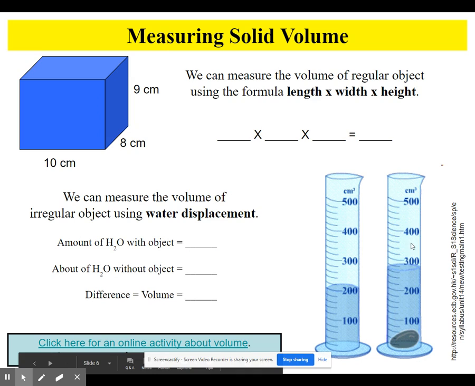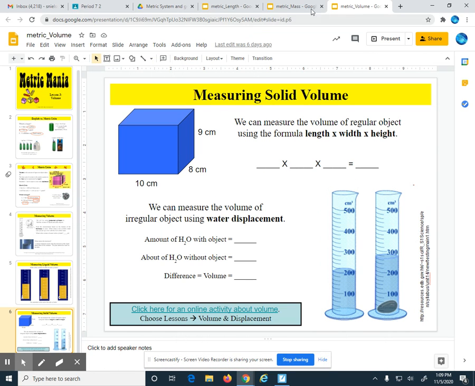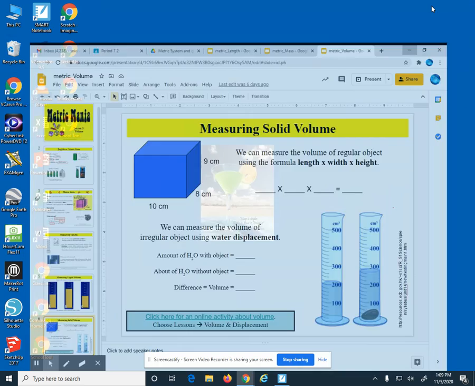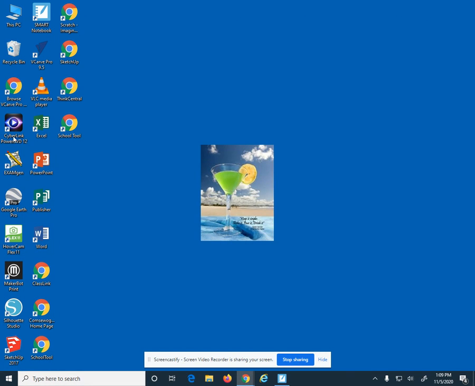You take the final volume, you subtract the initial volume, and whatever that is, that's the volume of the object you dropped into the liquid. Okay? Any questions on any of those things involving mass, length, or volume? Okay. I want to go ahead and talk about the last thing then.